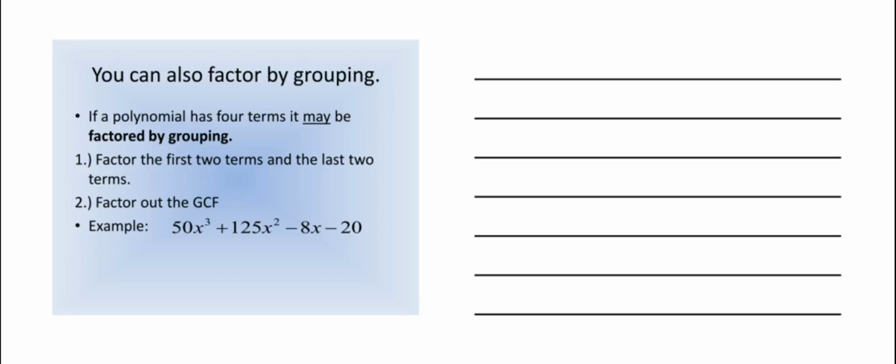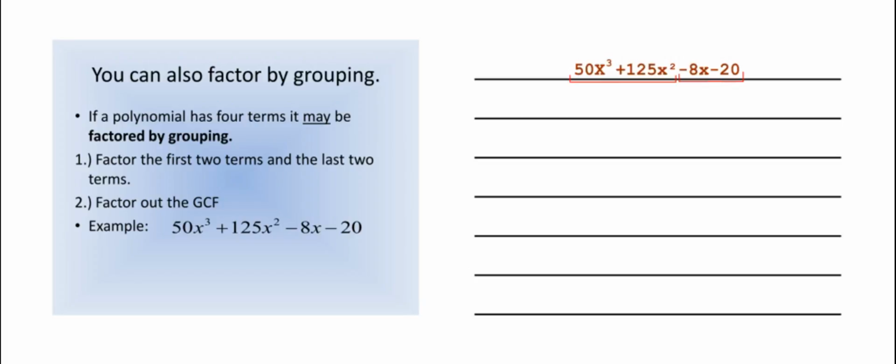In this case, our example is 50x to the third plus 125x squared minus 8x minus 20. Let's copy down. So we have 50x to the third plus 125x squared minus 8x minus 20. The first thing we gotta realize, if we have something this big, let's try to see, is there anything common between the terms? Well, we can see that the first 2 terms sort of seem to be similar, maybe. And the second set of terms look sort of similar as well, but not quite, right? But the first 2 definitely do look similar, agreed?